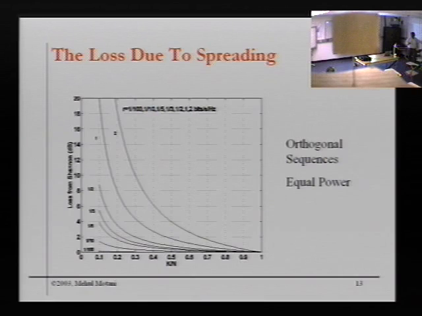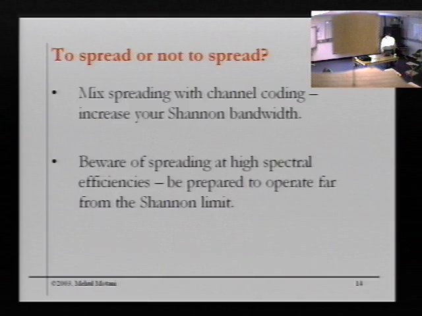I guess I promised to answer the question, to spread or not. I'm going to answer the question, what happens if you do spread? And if you choose to operate far from the Shannon limit, you can, but you might have your own reasons for doing it. Okay, so those are the two views of looking at the effects of spreading and the loss of spreading. And this is a decision one has to actually make in a multi-user communication system.